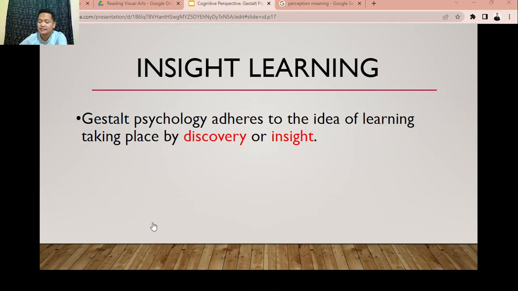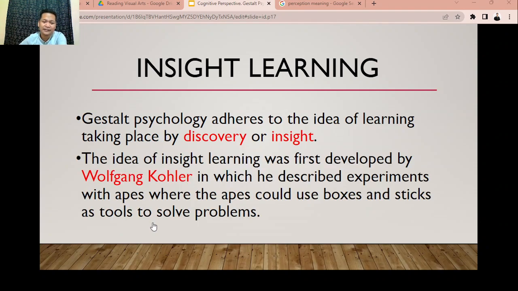Okay? Take note, it's cognition, right? So it's more of the mental process. And therefore, insight emphasizes discovery or insight. The idea of insight learning was first developed by Wolfgang Kohler, in which he described experiments with apes, where the apes could use boxes and sticks as tools to solve problems.